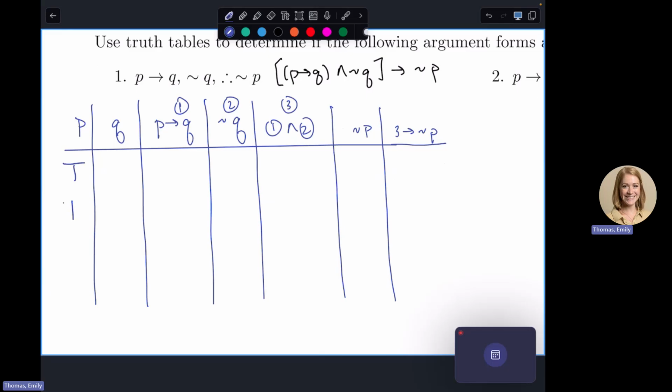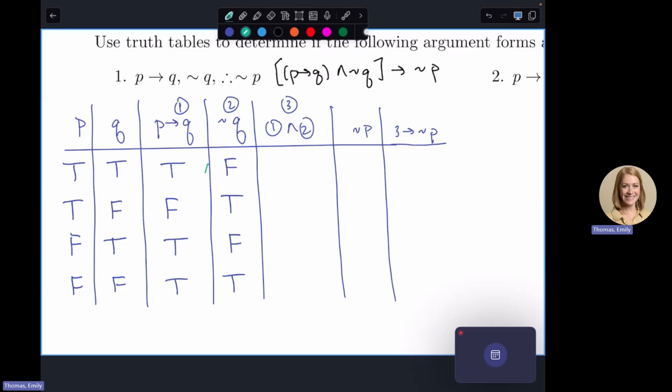Okay, so I do my first 2 columns just like normal. I'm going to do P implies Q. I'm going to do not Q. Okay, so those are the 2 premises. So I'm going to combine them now with an and statement or conjunction.